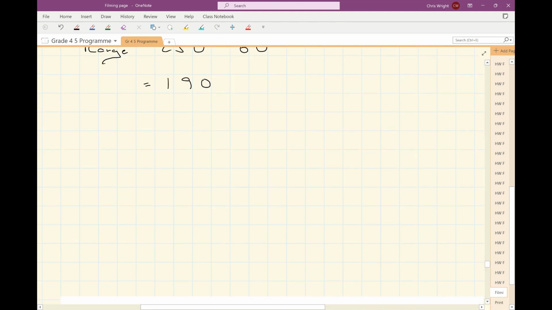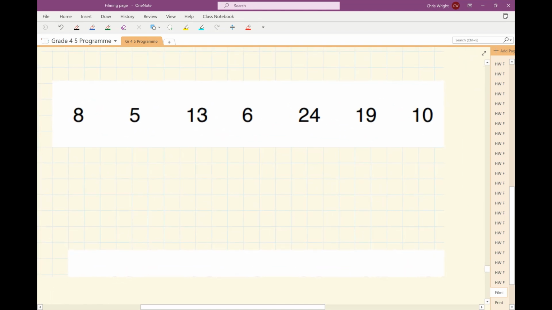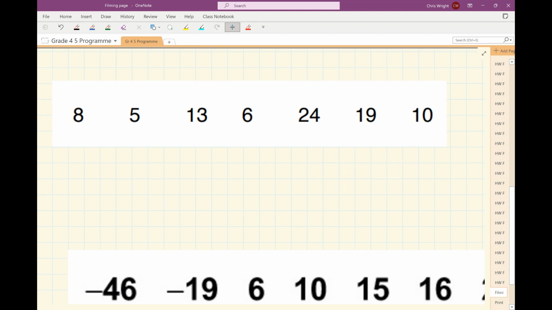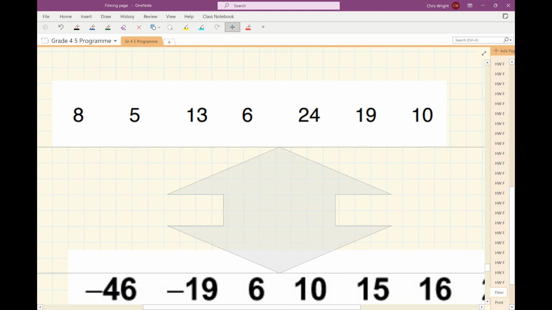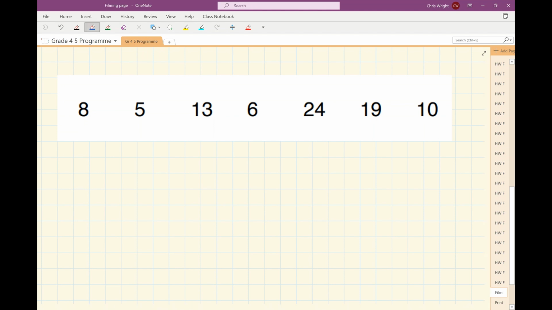Let's have a look at another example. Now, why not pause the film and you do this one? Remember, the range is the difference between. Pause the film, have a go, and then press play and see if you and I agree.